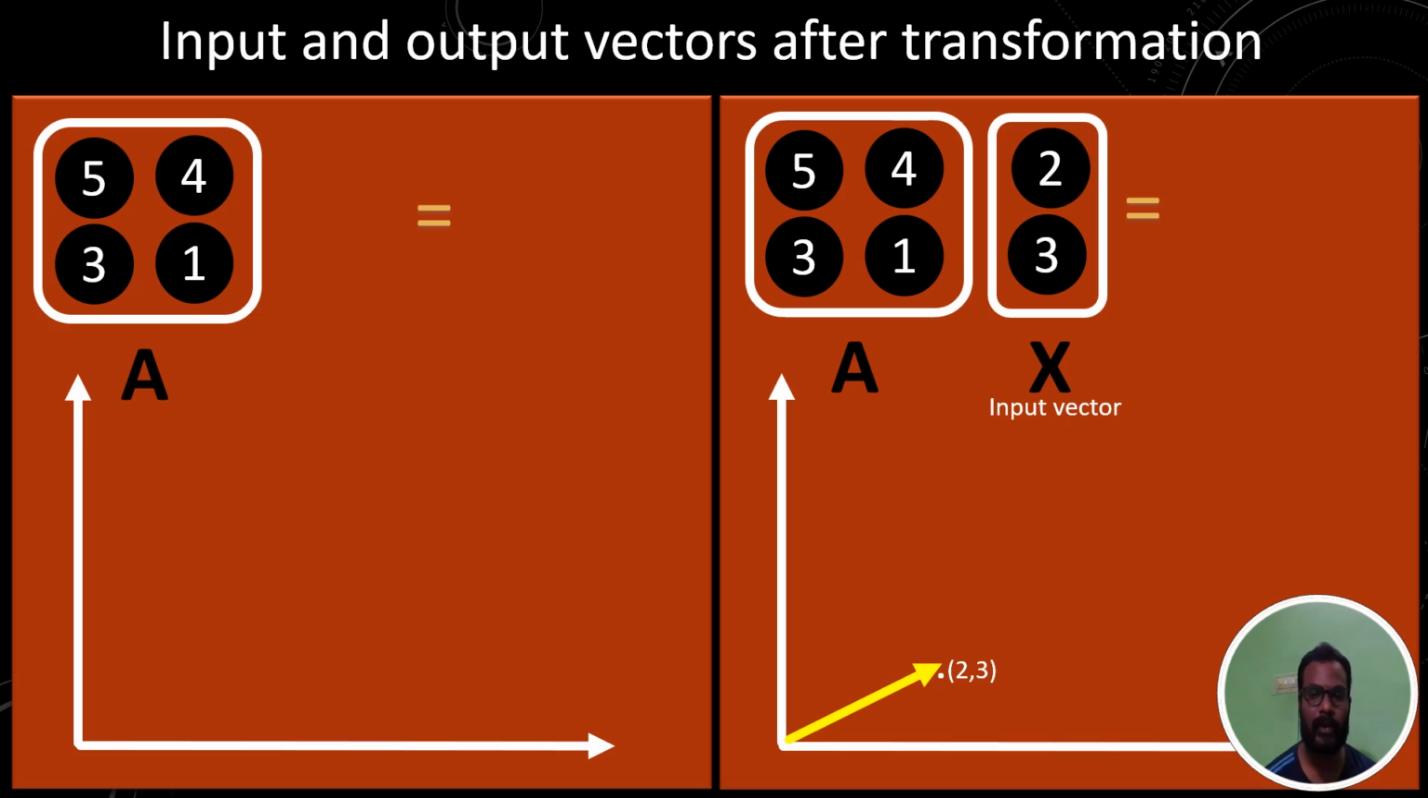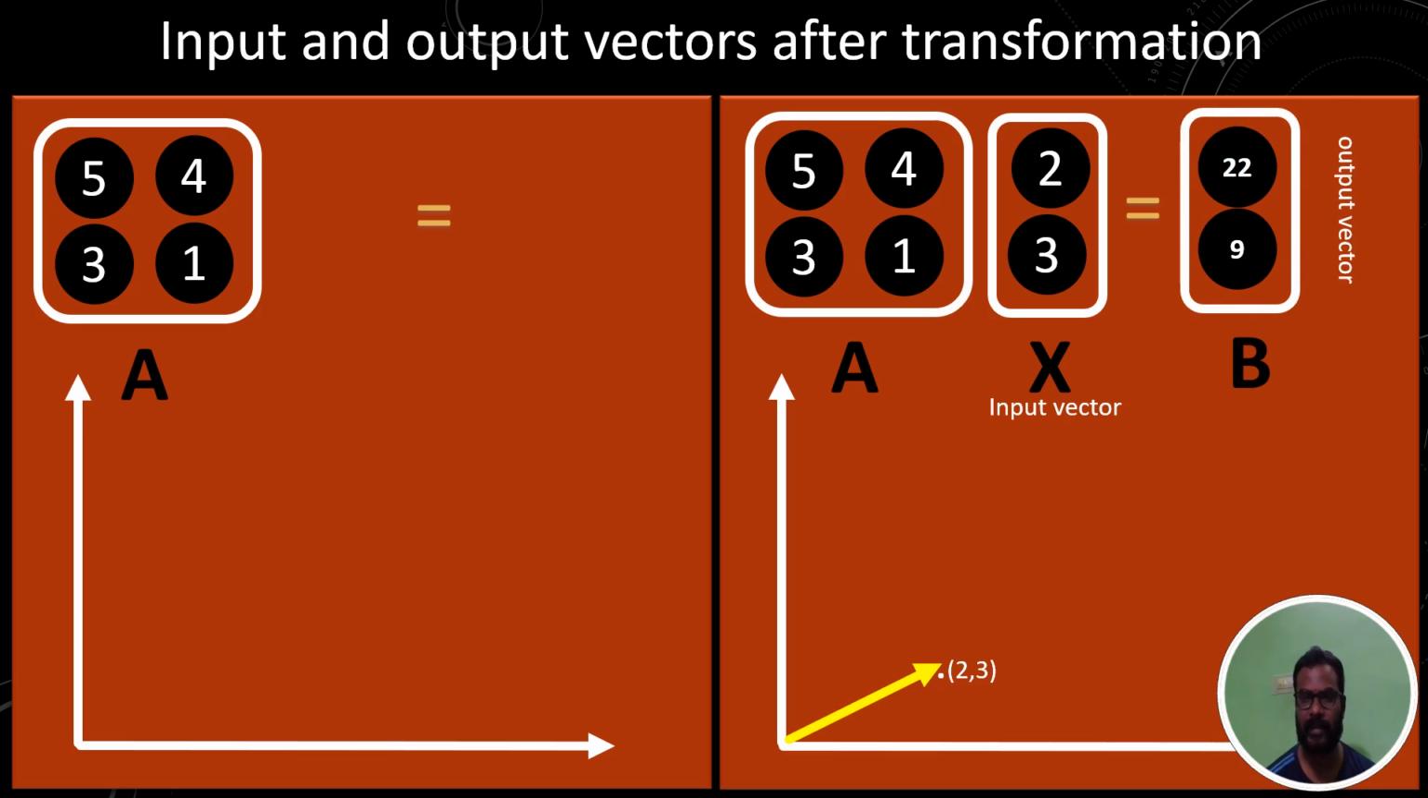So what is the product of these two matrices? You will get again an n by 1 matrix. Here a 2 by 1 matrix is there. If you multiply with the 2 by 2 matrix, you will get a 2 by 1 matrix. How much will you get? 5 into 2 you will get 10, 4 into 3 you will get 12. So 10 plus 12 you will get 22. This is correct. Next, 3 into 2 is 6, 1 into 3 is 3, 6 plus 3 is 9. So this is also correct.